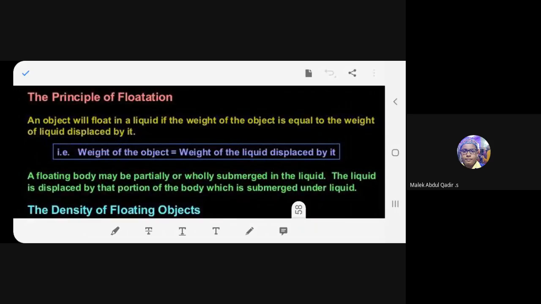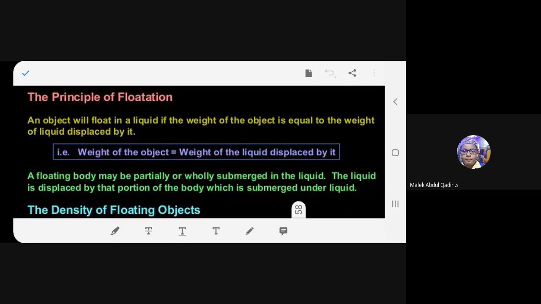Why do we float? What are the principles? We'll do one by one. The principle of flotation: an object will float in a liquid if the weight of the object is equal to the weight of the liquid displaced by it. For example, the weight of the object is equal to the weight of the liquid displaced by it.